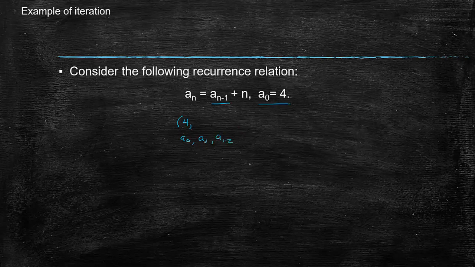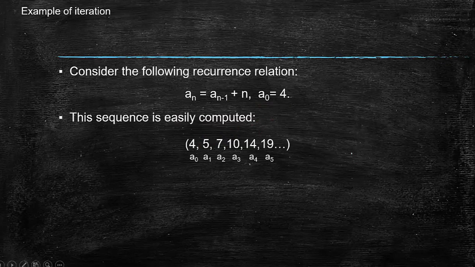So to compute a1, we know that a1 is identical to an minus 1, which in this case is a0, plus n. So n is 1, so 4 plus 1 is 5. And by the same reasoning, a2 is going to be a1, which is now 5, plus n, which is now 2. So that's going to be 7. And you get the idea. So the sequence is easily computed.